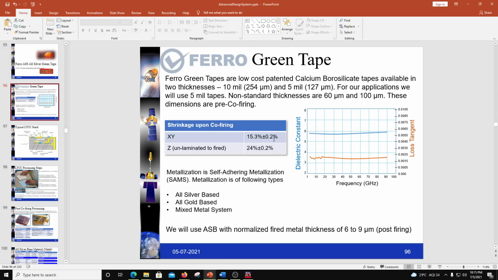But when you send it for fabrication, you expand X and Y by 15.3%, and your Z is taken care of automatically. But then in your simulation, the vias are going to be shorter, while in case of the tape, they are going to be taller because there is going to be a 24% shrinkage in the Z direction. So when you do LTCC, there is shrinking involved in X, Y and Z direction, so you should use the post-firing dimensions for simulations.